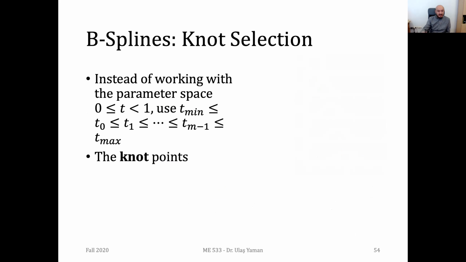So now, instead of just using the parameter space, we can write it like written here, starting from T min going to T maximum. So instead of having smaller segments, we will have the whole range under control, and that will be much simpler. And if you want to join segments to each other, then you need to make use of knot points.